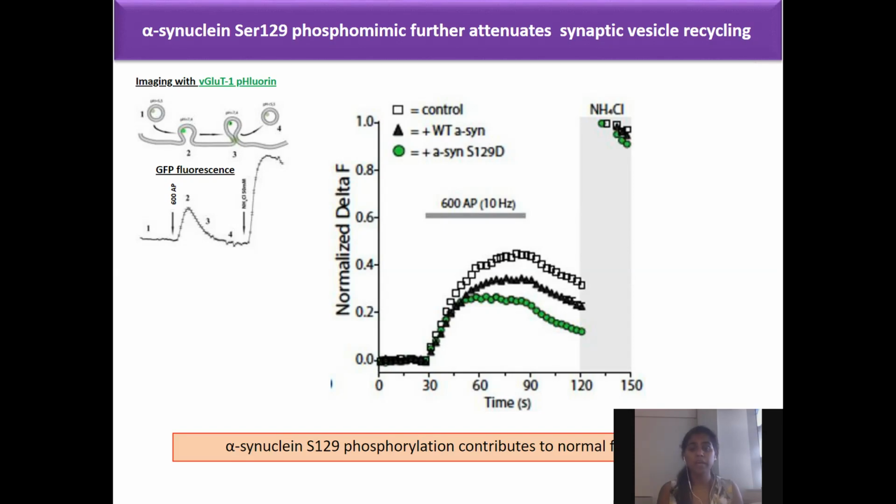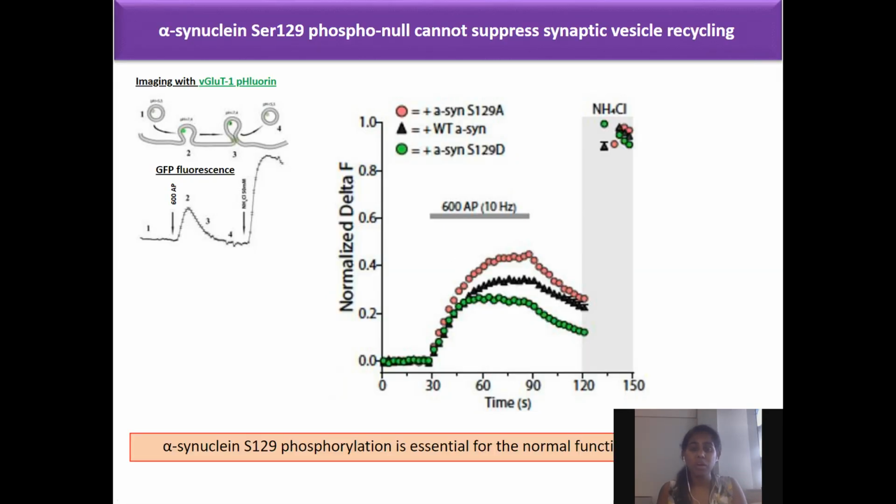So next we wanted to look at the phospho-null mutant of alpha-synuclein, the S129 phospho-null mutant. Recall that this mutant localizes at presynaptic terminals similar to the wild type. So can it also suppress synaptic vesicle recycling similar to the wild type? What we saw was pretty surprising: the S129A mutant can localize to synapses, but it could not suppress synaptic vesicle recycling. So this shows that alpha-synuclein phosphorylation is essential for the normal function of alpha-synuclein.